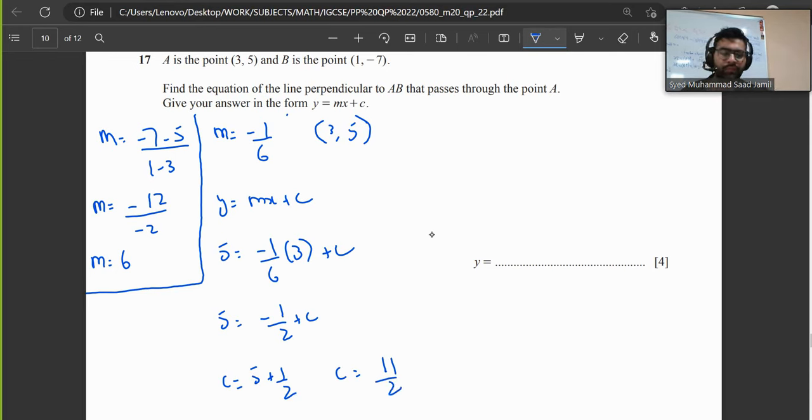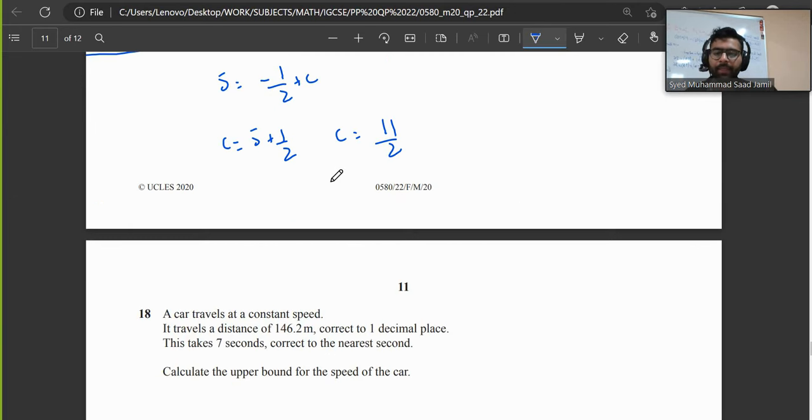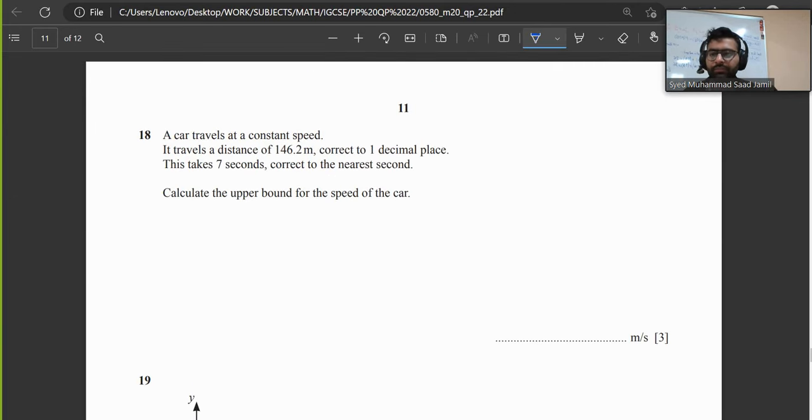So your final answer is going to be y = -1/6 x + 11/2, and that's it. Easy 4 marks. Moving on to the next question.